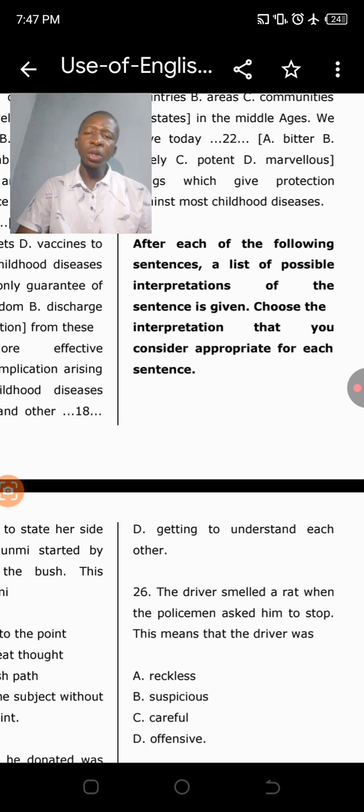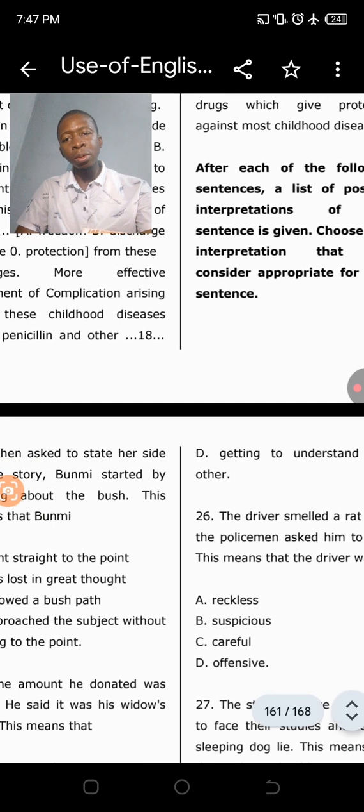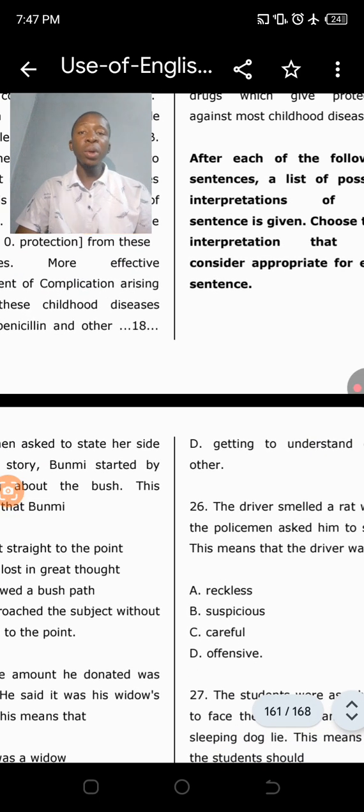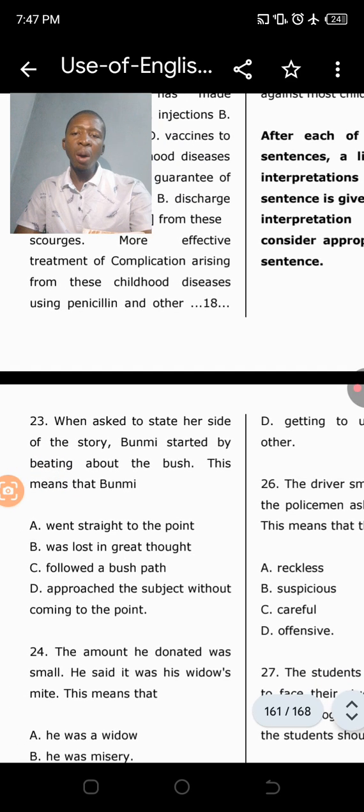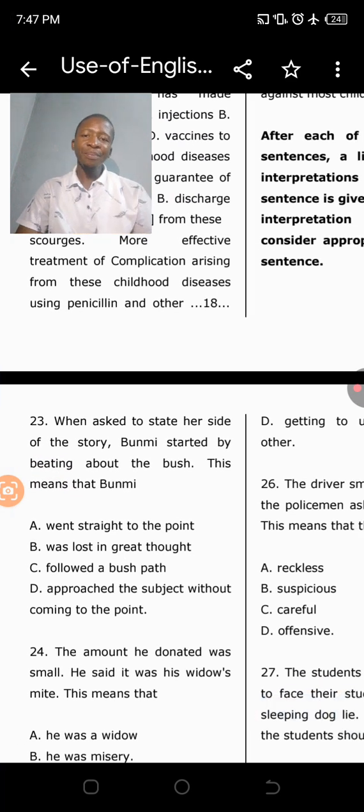We have our instructions on the screen. After each of the following sentences, a list of possible interpretations of the sentence is given. Choose the interpretation that you consider appropriate for each sentence. So, for every given sentence, we will be looking at the interpretation to that sentence. So let's move straight to our questions for the day.